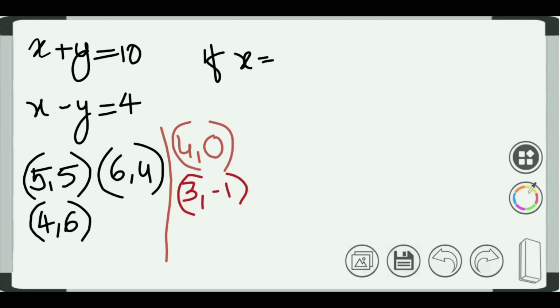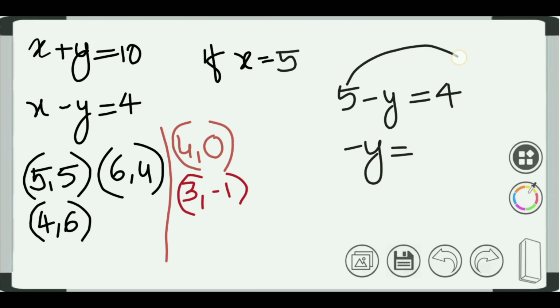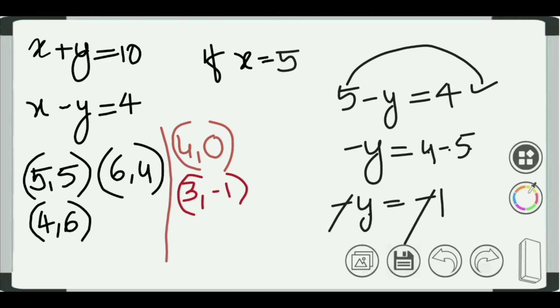Now suppose I am taking x is equal to 5. Okay. So what is y? 5 minus y is equal to 4. Minus y is equal to, 5 will come this side, 4 minus 5. What is 4 minus 5? Minus 1. Minus minus got cancelled. So y is equal to 1.